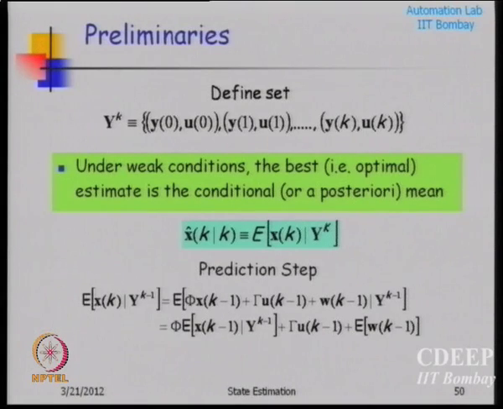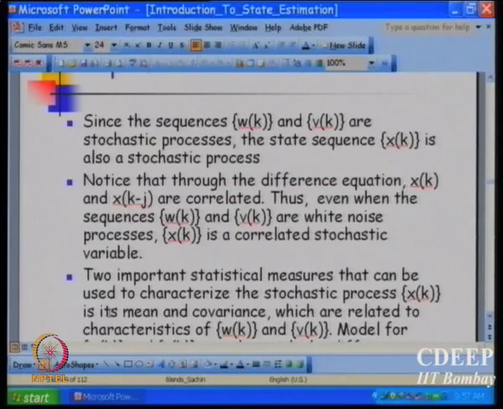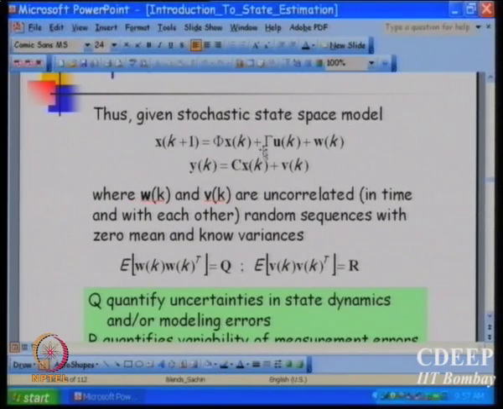So I have two steps. I have a prediction step and I have a correction step. We are going to develop a filter, the Kalman filter. Now what I am doing here is just using this difference equation. Just go back here. I am going to use this difference equation and find out conditional means.